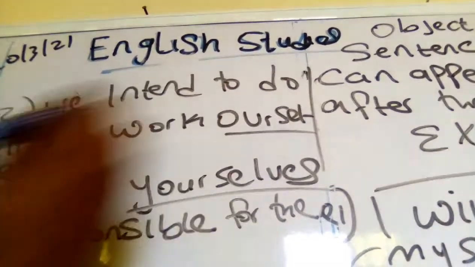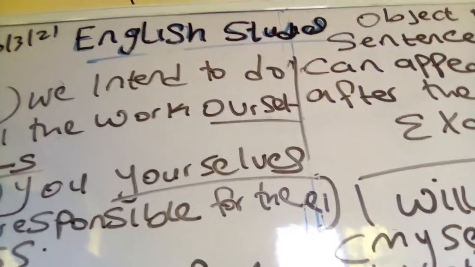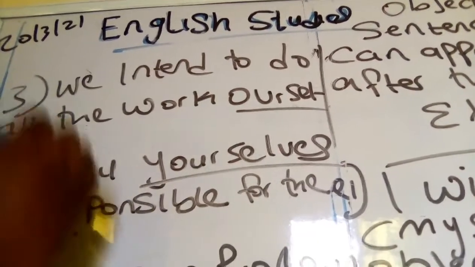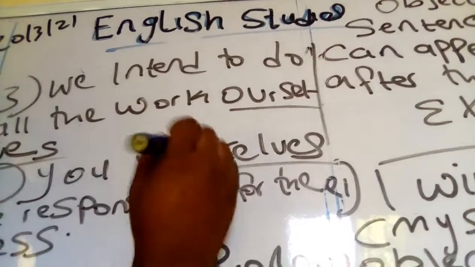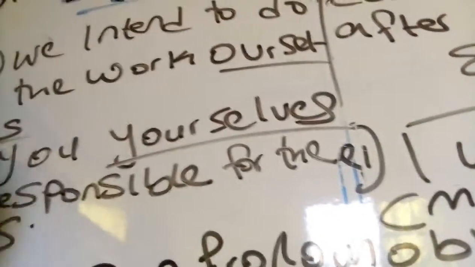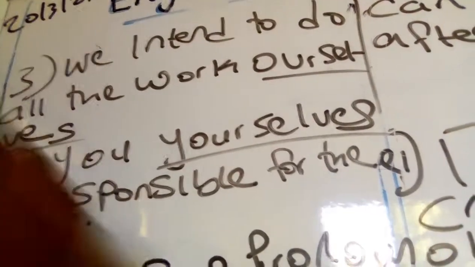You yourselves are responsible for the mess. So this yourselves is indicating that they are to be blamed for what happened. It's coming after the subject, but this is not the object. You understand? It is not an object, it is only an intensive pronoun. At times some people can be deceived thinking that it is the object, but it is not.